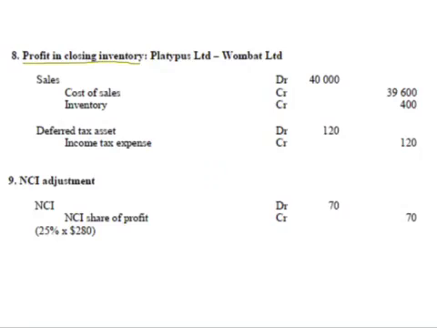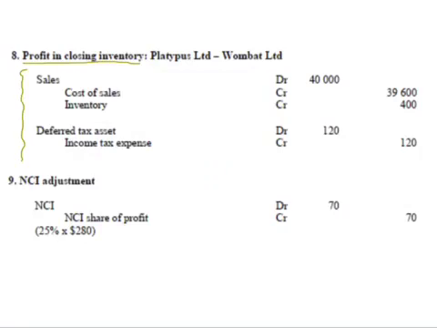Now, from previous studies on intergroup transactions, you know that if there's profit in closing inventory, unrealized profit from the group perspective, we have to reverse the sales, adjust the cost of sales so that it reflects the cost of sales based on the original cost of the inventory, and also adjust the inventory value to eliminate the unrealized profit that sits in that asset. So that is what's done in the first entry here. So it's the standard elimination of unrealized profit resulting from the sale of inventory between two companies.